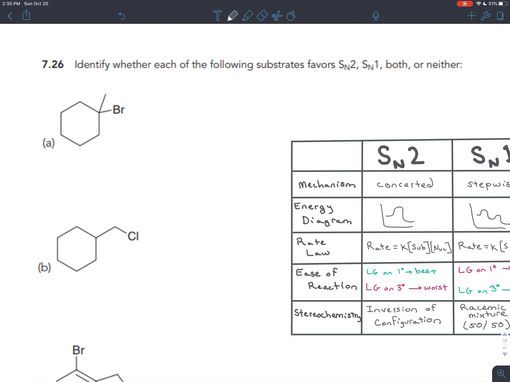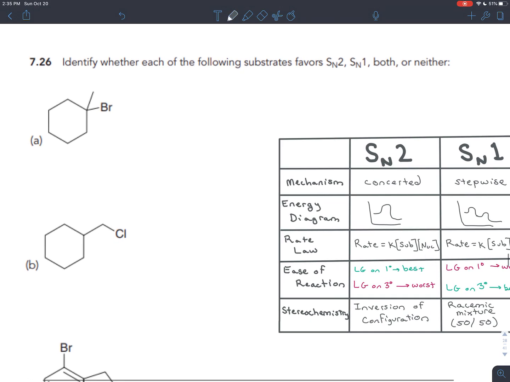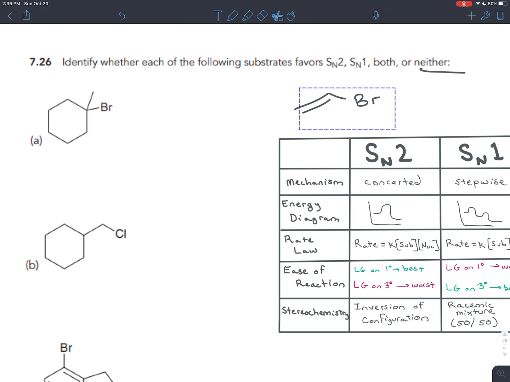But for right now, we just want to assess, just looking at the crowding of the carbon that the leaving group is on, can you tell whether the reaction will be SN2, SN1, both, or neither? The neither is an interesting case. It's just that the leaving group has to be on an sp3 hybridized carbon. If the carbon has any type of a double bond on it, then this reaction won't happen. You won't get the substitution reaction. So that's the only time where you would have neither.